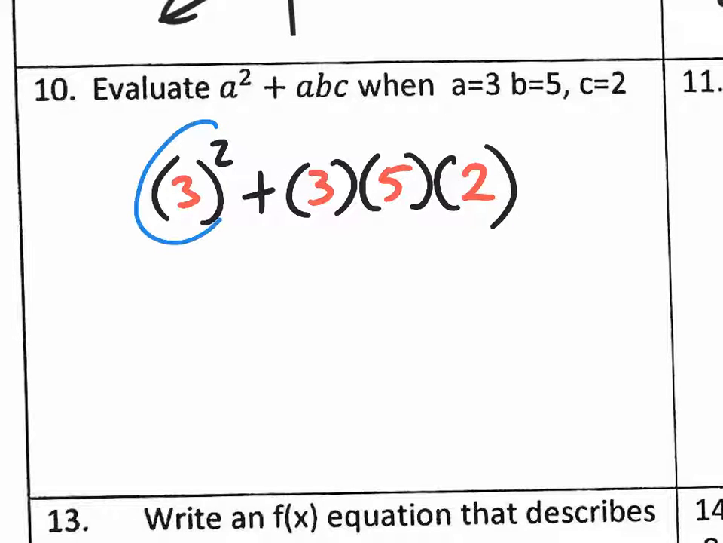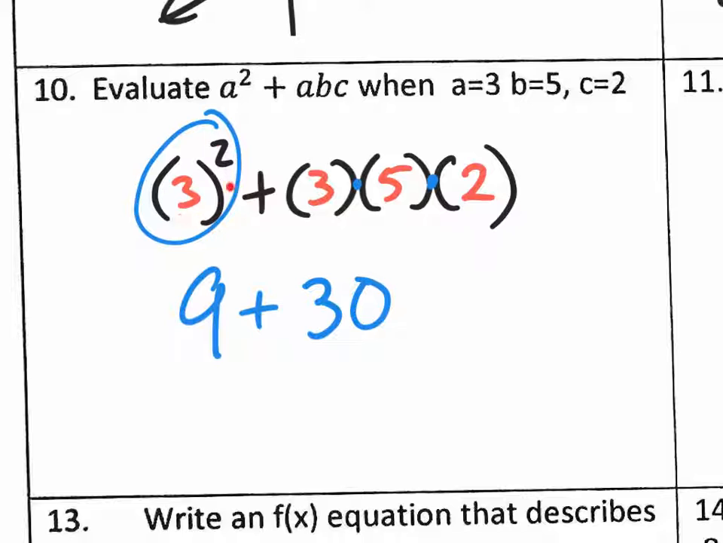3, 3, 5, 2. You're going to do exponents first. 3 squared is 9. And before adding, I want to keep the plus sign. Before adding, you're going to have to multiply these guys. So first we did exponents. Now let's do multiplying. 3 times 5 is 15. 15 times 2 is 30. And the adding you're going to do at the very end.